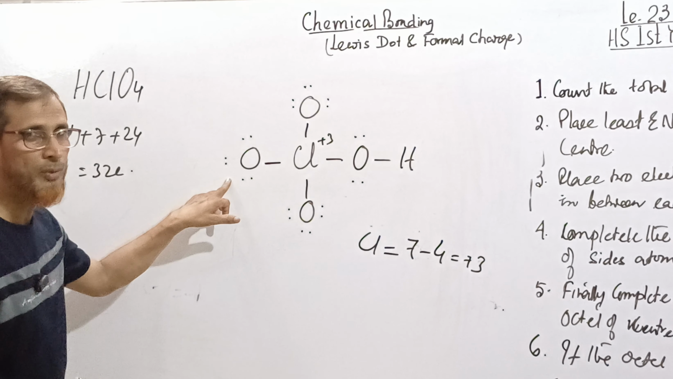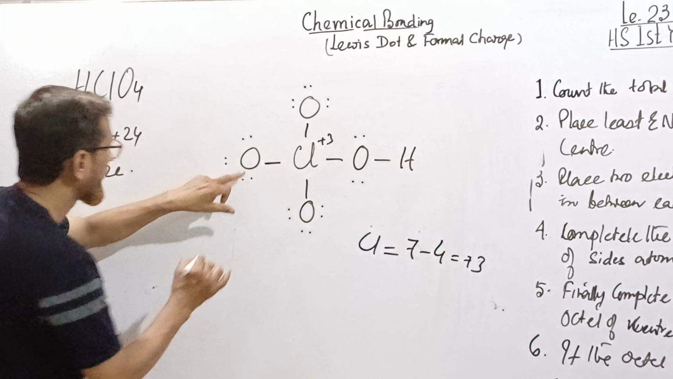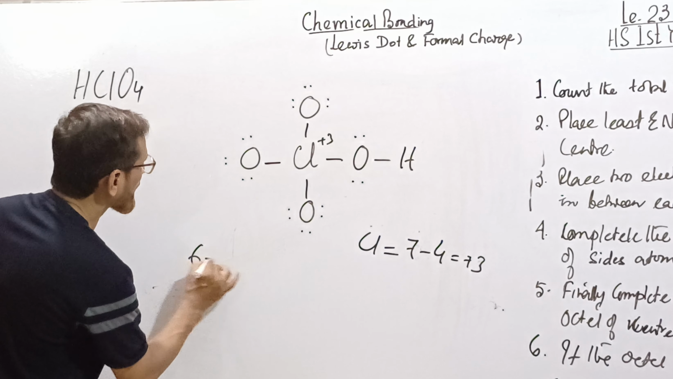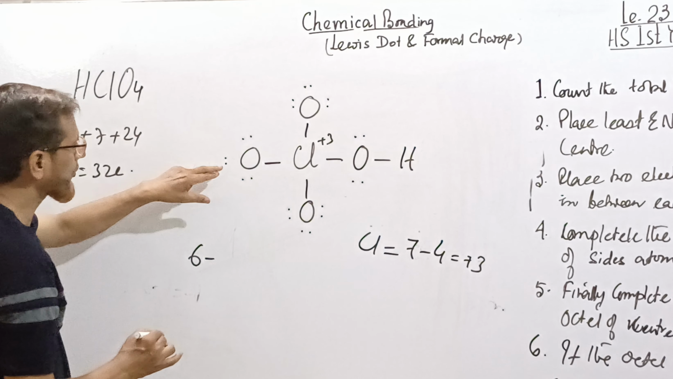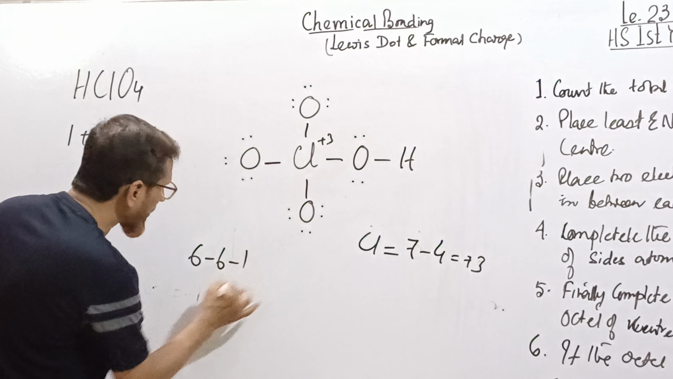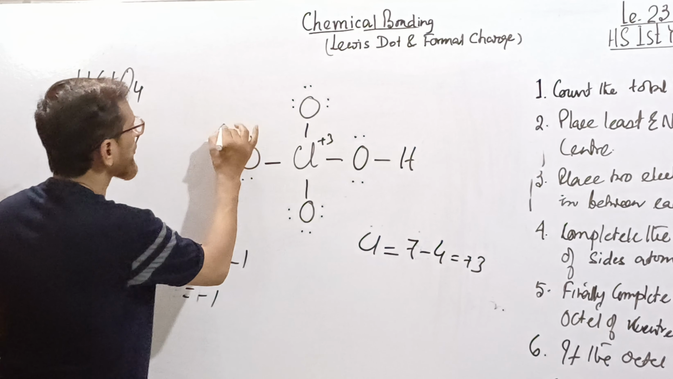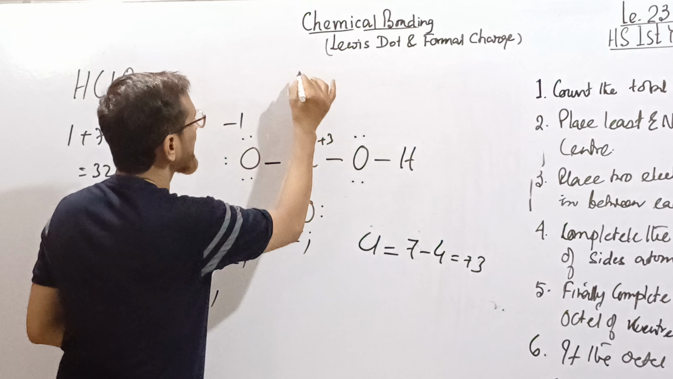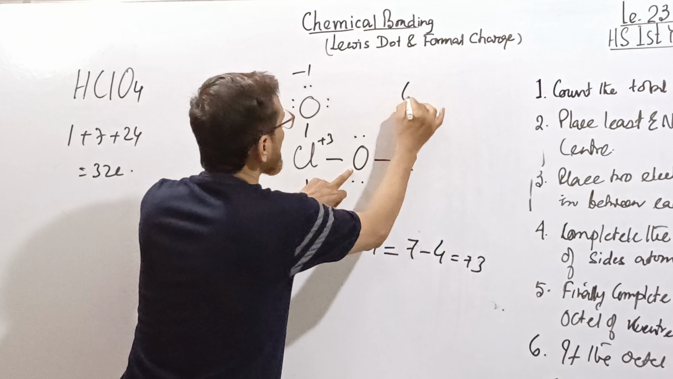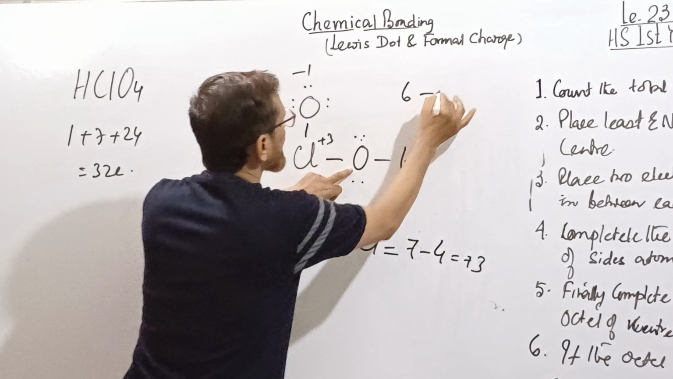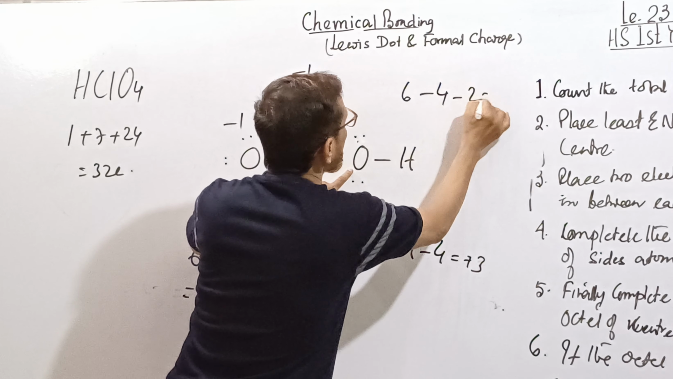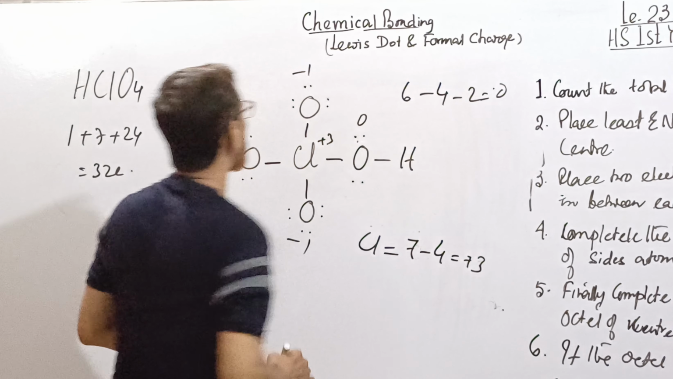So come to this one, 1 2 3 4. For that oxygen, that oxygen, that oxygen, you are getting valence electrons 6, number of lone pair electrons 6, and minus bond, one bond is there, equal to minus 1. So you are getting minus 1, minus 1, minus 1. Come to this oxygen, here valence electrons 6 minus lone pair electrons 4, minus bond 2, is equal to 0. You are getting 0.